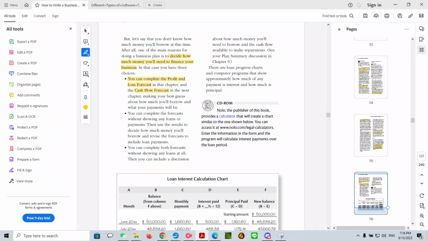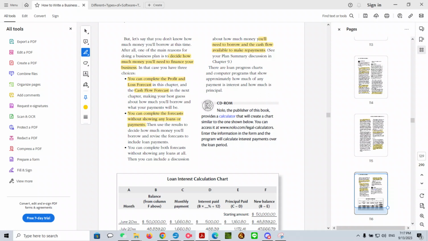You can complete the forecast without showing any loans or loan payments, because this is going to be gross, or it's not going to consider everything. It depends on what you need to consider. If you don't have that, you need to include that. You can complete both forecasts without showing any loans at all. You can include discussion about how much money you'll need to borrow and the cash flow available to make repayments. Obviously, you don't take out a loan unless you can repay.